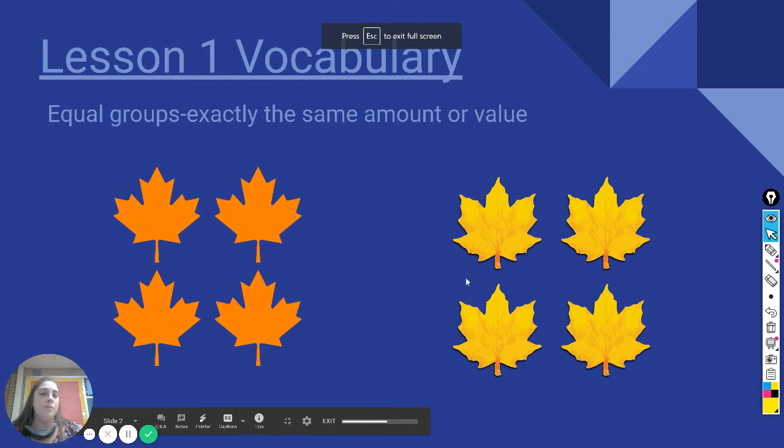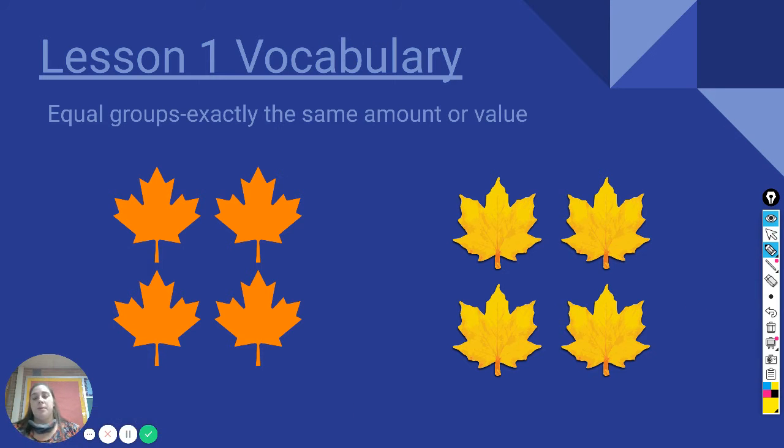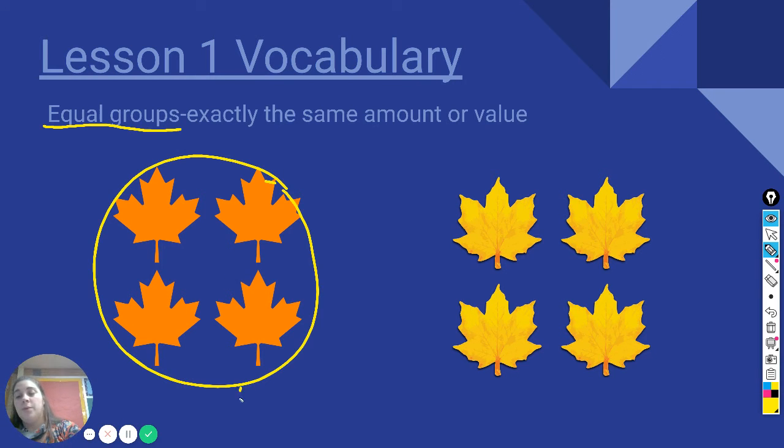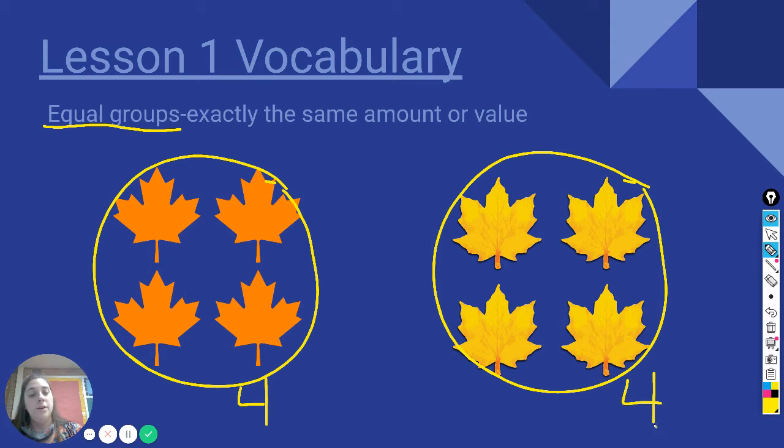Okay, so equal groups is our first vocabulary term. Equal groups means to have exactly the same amount or value. So if you look over here, we can count that there are 1, 2, 3, 4 leaves. So this group has a value of 4. If we look over here, we have 1, 2, 3, 4 leaves. So this group has a value of 4. Both groups have exactly the same value. Their value is 4. Okay, so they are equal groups. And equal groups just means they have the same number inside of them, okay?